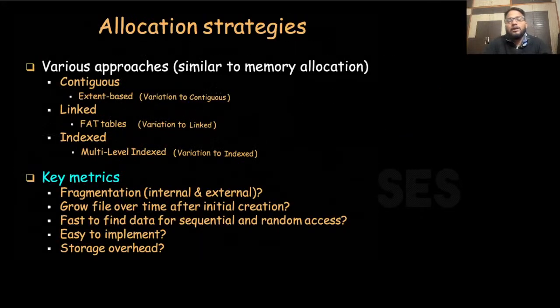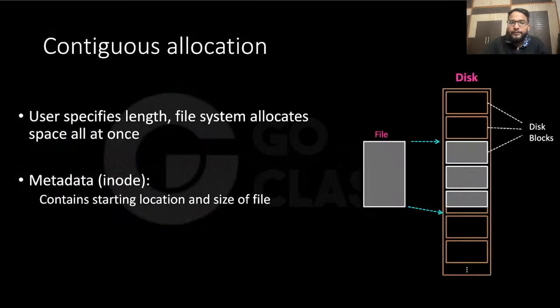Okay, so now let's look at the contiguous and its variation, linked list and its variation, index and its variation. One of the methods is contiguous, so let's see what this is. It says that the user specifies the length and the file system allocates the space all at once. So all in the contiguous way, we are just going to allocate the space in the contiguous way.